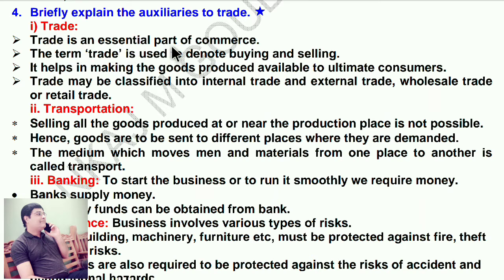Trade. Trade is an essential part of commerce. Essential means a very important part of commerce. Trade means what? Buying and selling. So the term trade is used to denote buying and selling. It helps in making the goods produced available to ultimate consumers. Trade may be classified into internal trade and external trade. Means divided into two: wholesale trade and retail trade. So these are all the trades.